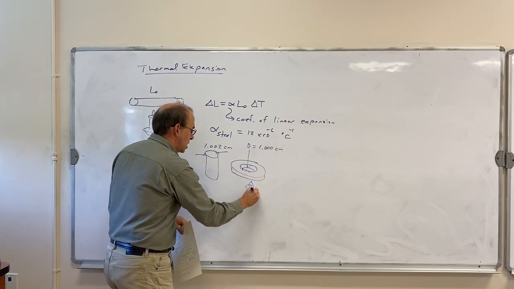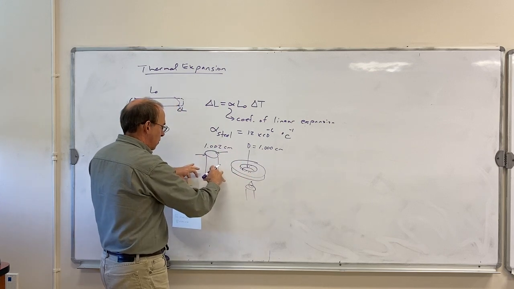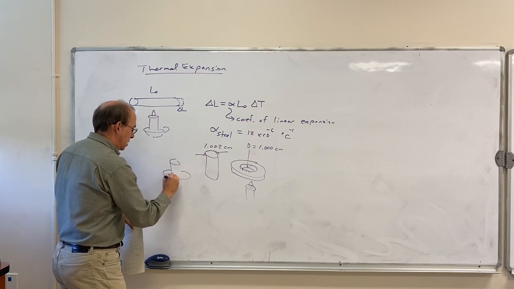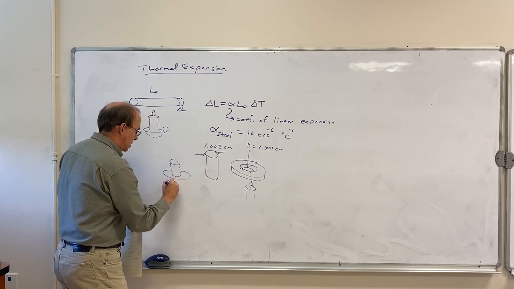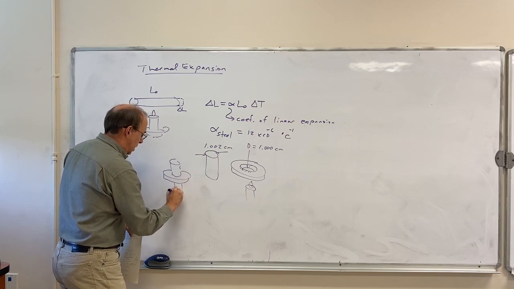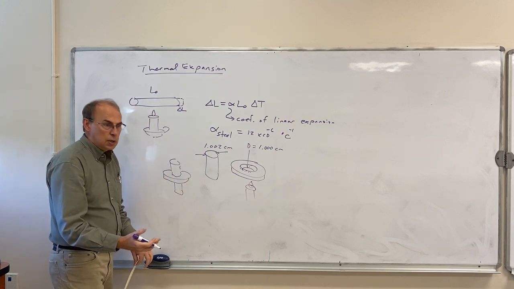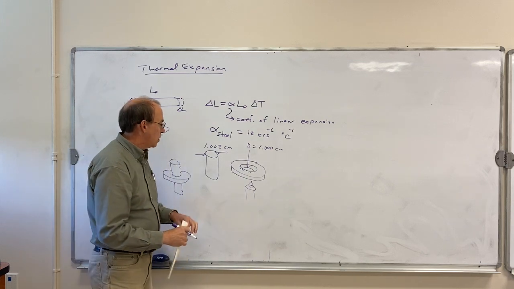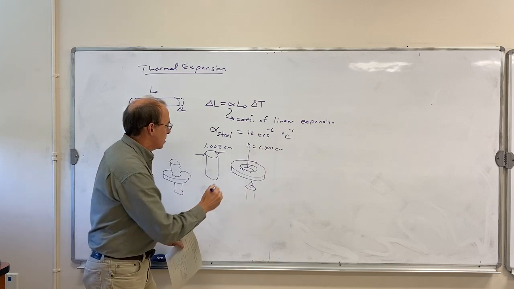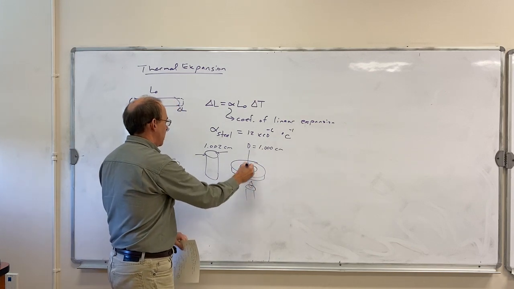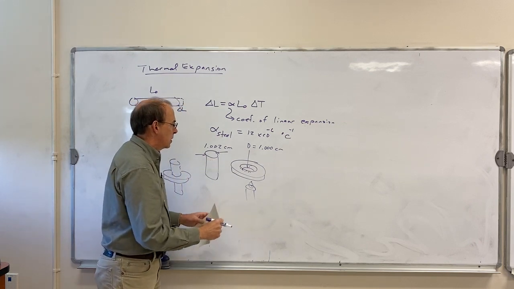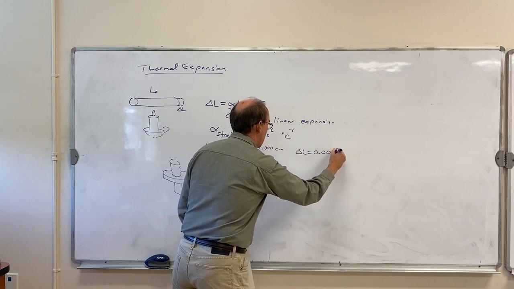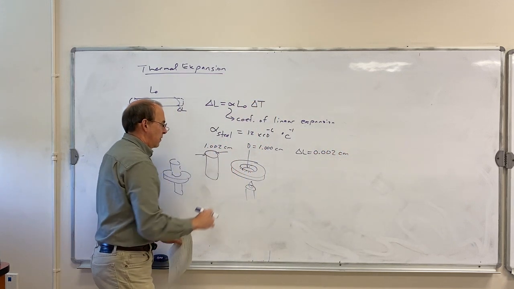So if I heat this up, I can drop it over this object and get something like this, and then they're permanently attached. You can never get them apart again. So it's a way of attaching two objects without having to weld them. What I want to do is heat this enough to put it over that. So what I need, therefore, is a delta L of 0.002 centimeters. That will make it just fit.